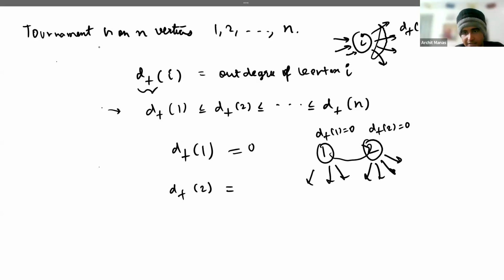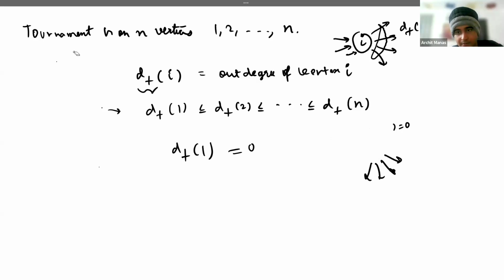So 1 minus 1 by 2 should be the answer. It has to be directed in both directions at the same time, and that's obviously not happening. Is the answer ceiling of n minus 1 by 2? Yes, that's right. d plus of i is always at least i minus 1 by 2.